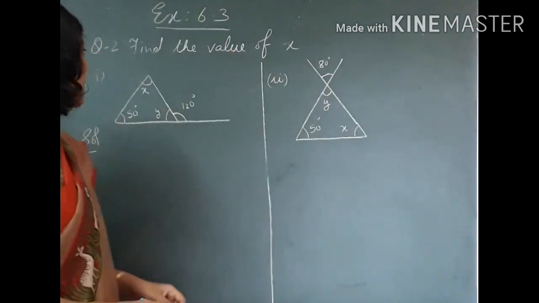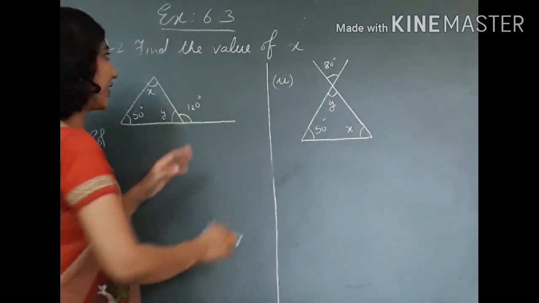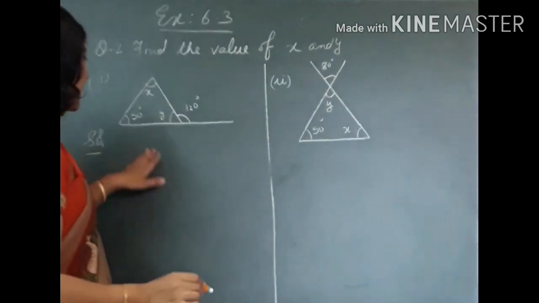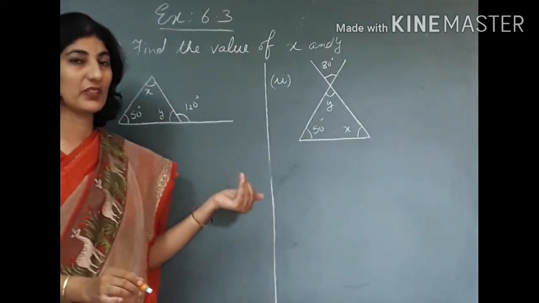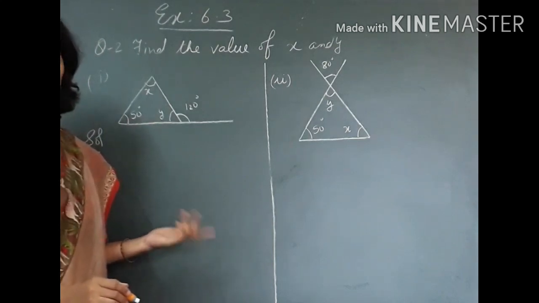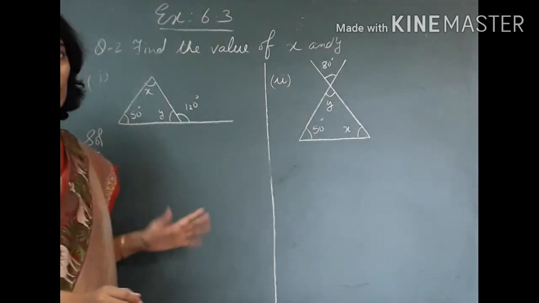Next is question number 2. Find the value of x and y. Both x and y we have to find the value. Figures are given. Now here not only one property, both the properties we will use. First, there is more than one method to do this question. So you can follow any of the methods provided it is correct.